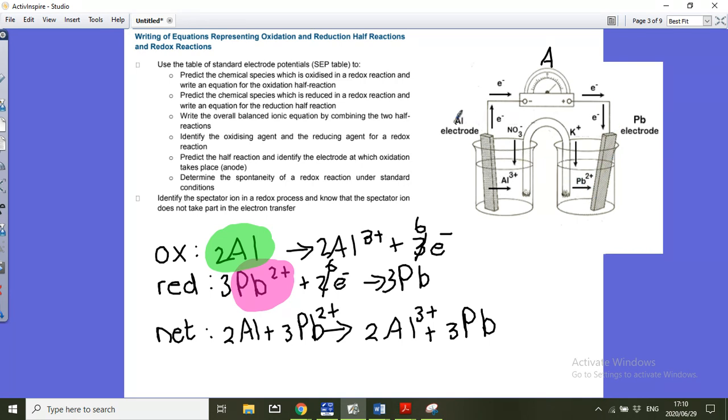Now we know already that where oxidation takes place, we're going to call the anode. So this side where electrons are given off will be called the anode. This side where electrons are taken up will be called the cathode.